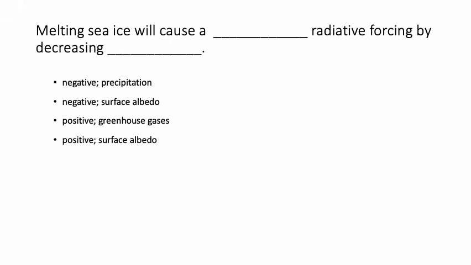Melting sea ice will cause what kind of a radiative forcing? Positive or negative? By decreasing what? Well, we know if you melt the sea ice, it's going to decrease the surface albedo, because you're removing the bright sea ice and exposing the dark ocean. So, is that going to cause a positive radiative forcing or a negative radiative forcing? It is a positive radiative forcing. A positive radiative forcing heats things up. And if you're absorbing more solar radiation, then that's a positive radiative forcing caused by decreasing the surface albedo.